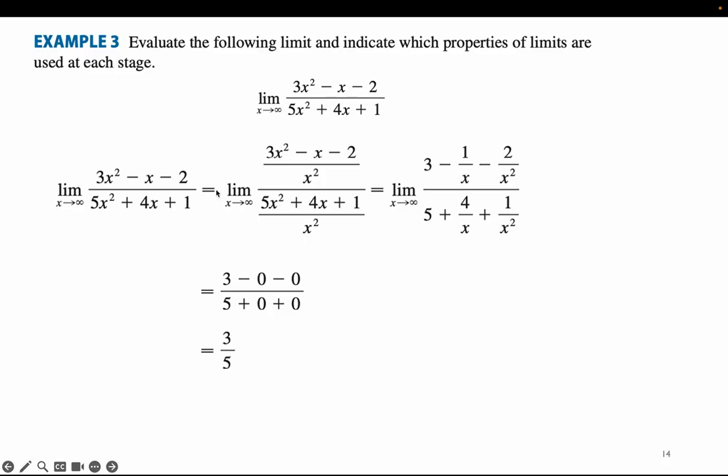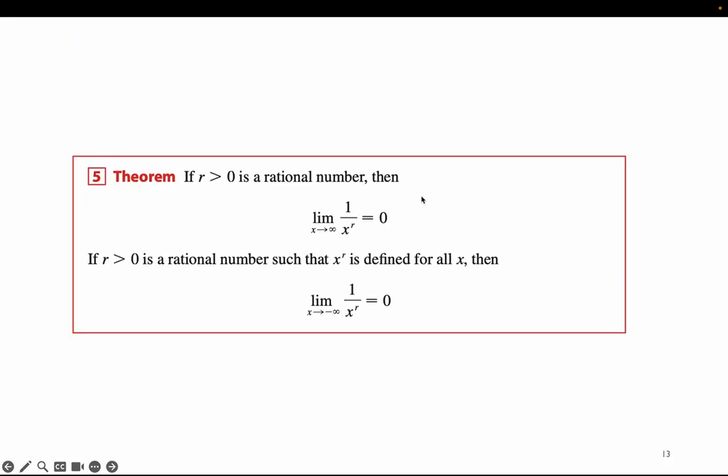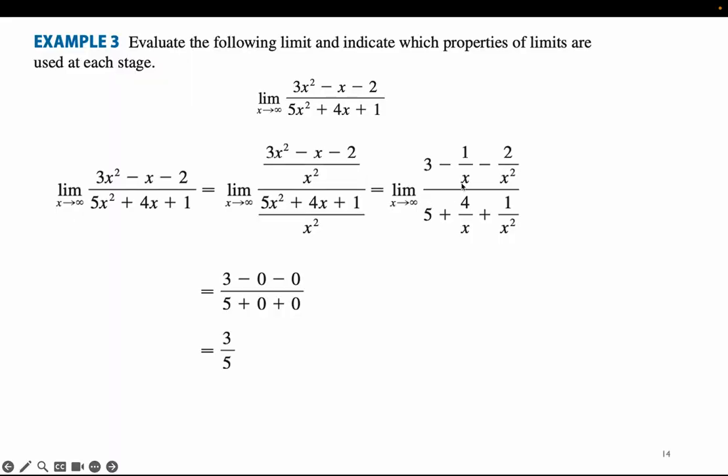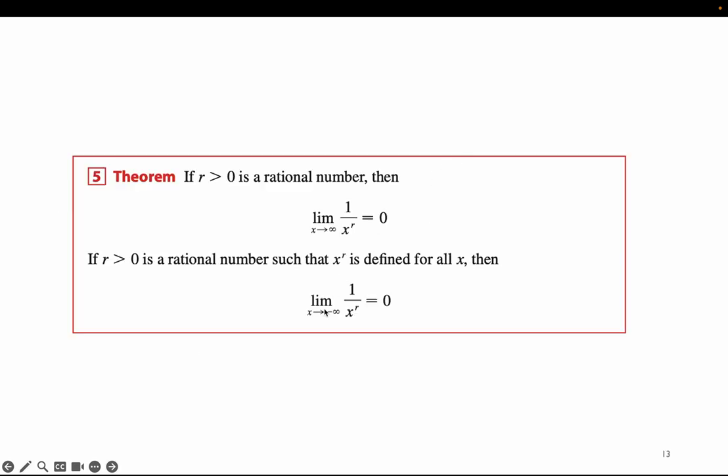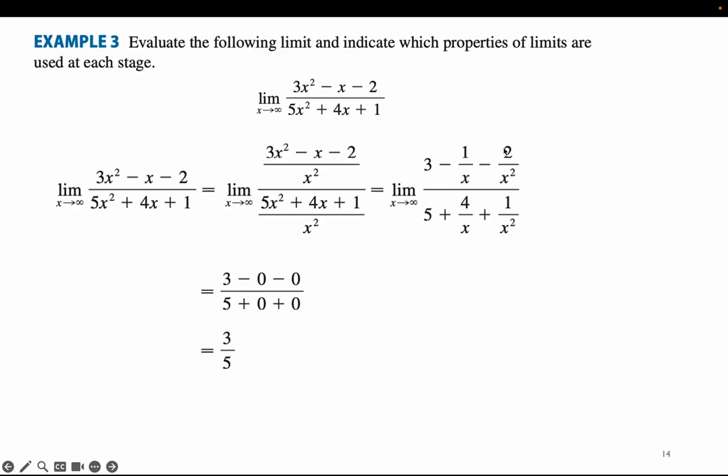Now this limit is the same as the original limit. But this limit is easier because from this previous theorem, whenever you have an x at the bottom with any power, when x approaches infinity, this will go to 0. By the same result here, this will also go to 0, right? When x gets really big, the bottom is so big, 2 divided by something really big will go to 0. Same thing for this term and this term. When x goes to infinity, all these 4 terms go to 0.